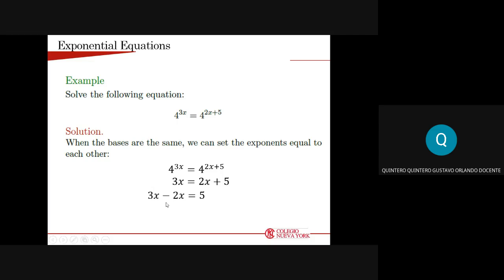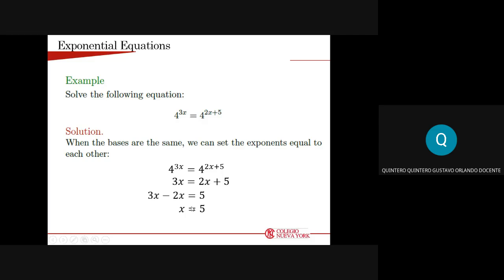From here, all I have to do now is solve the operations with the x's. So we have 3x minus 2x. That is 1x alone. And look at that, we just found the value. That's it. We just found the solution. The solution of the main equation, the horrible exponential equation, is 5.